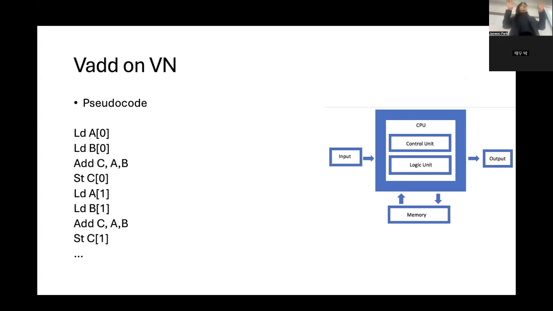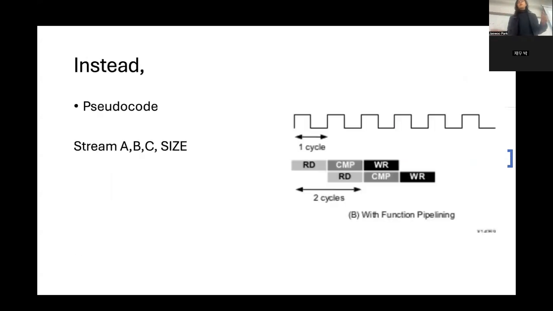But instead of doing this, because we can pipeline this, let's make a streaming architecture hardware. And instead of all this pseudocode, we just say, hey, I will just push a stream of vectors and you do your job. In this case, we expect that we can fully hide the memory latency. So we expect our design to be faster.